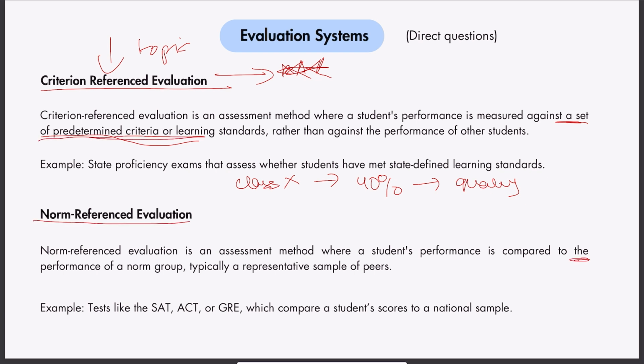Next, we have norm referenced evaluation, where a student's performance is compared to the performance of a norm group or a representative sample. So, competitive exams like SAT, UPSC, CAT, and other such competitive exams.